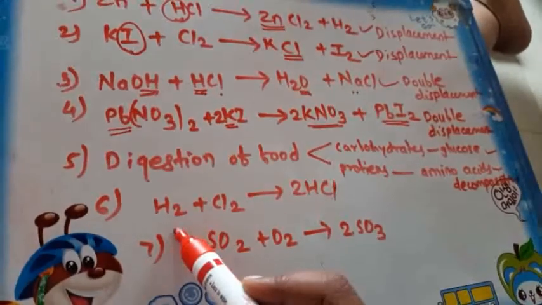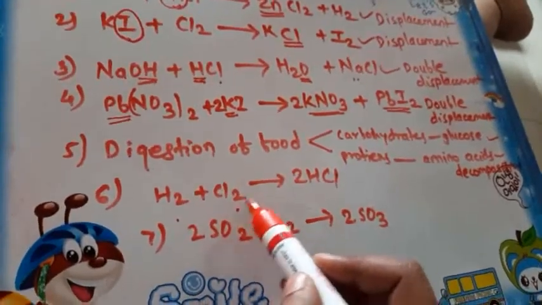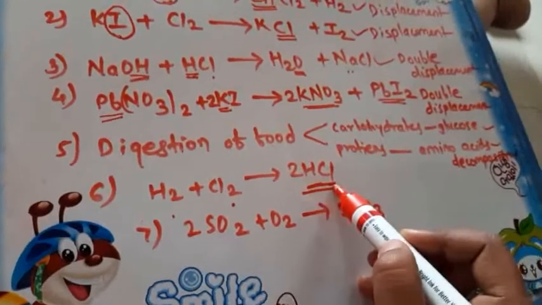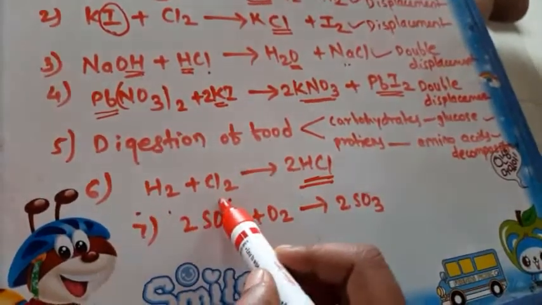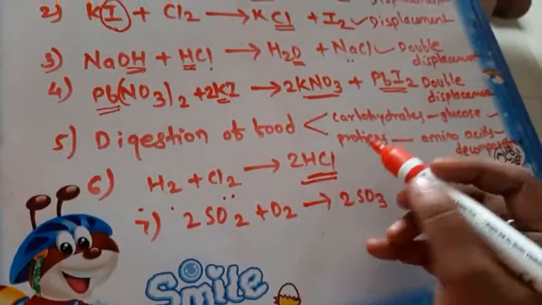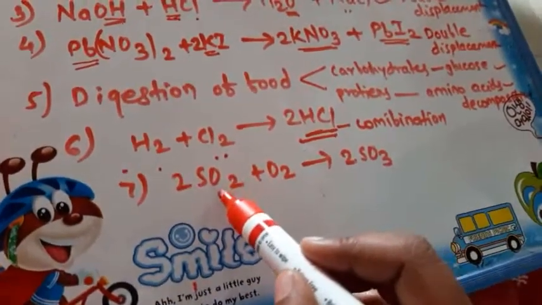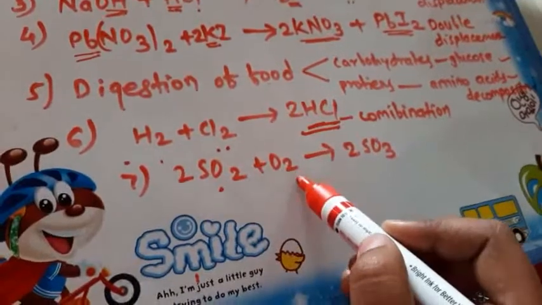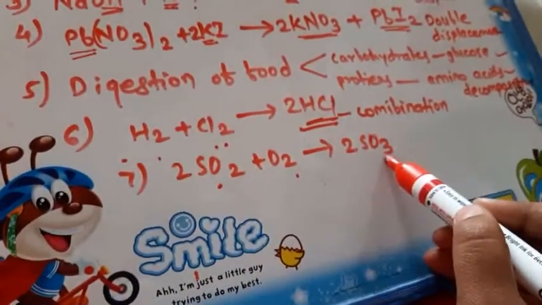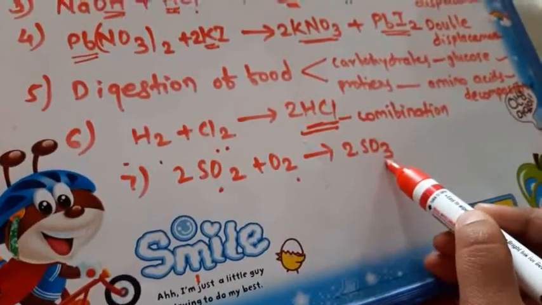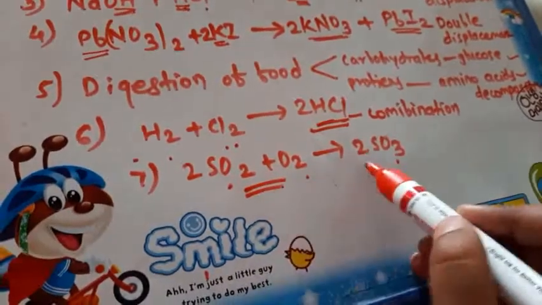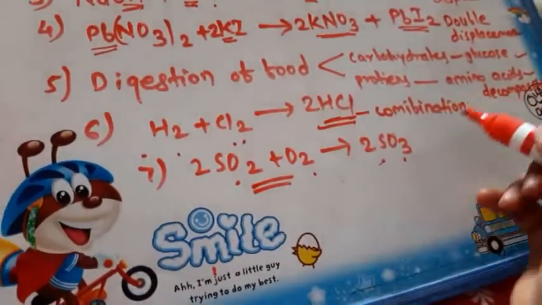Next is hydrogen and chlorine gas when reacts, they form HCl. So with the help of two reactants we are getting single product. So it is a combination reaction. Next is SO2 gas when reacts with oxygen gas, product is SO3 gas. So from two reactants again we are getting single product. So this is also combination reaction.